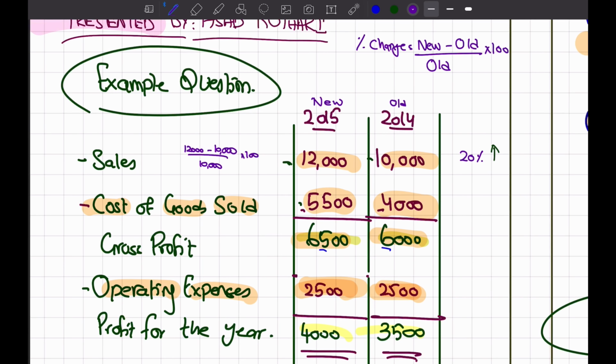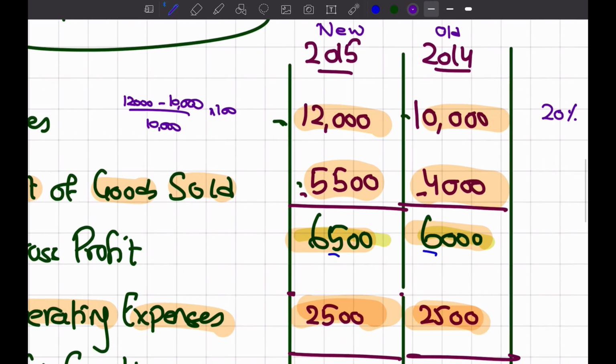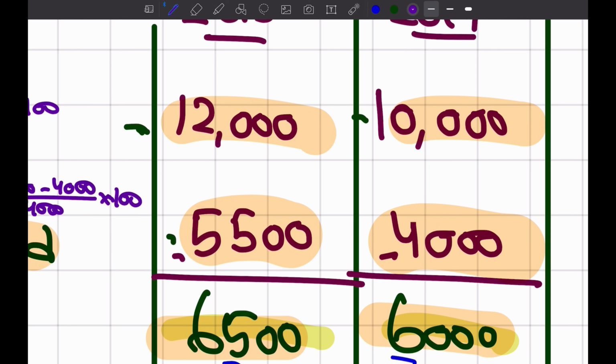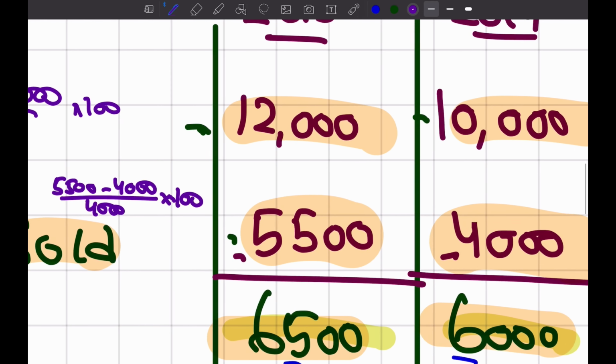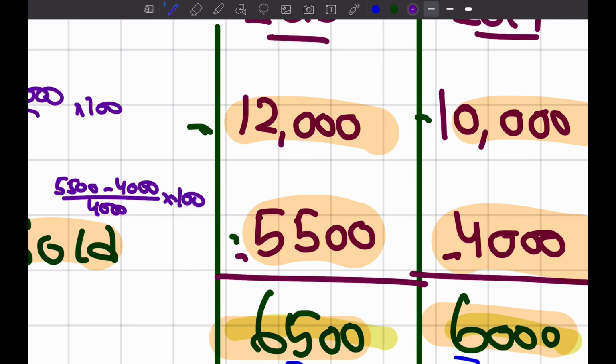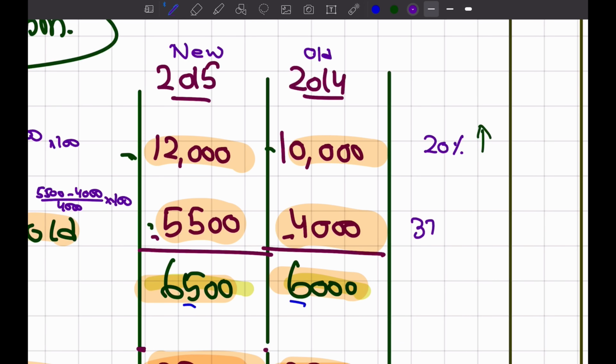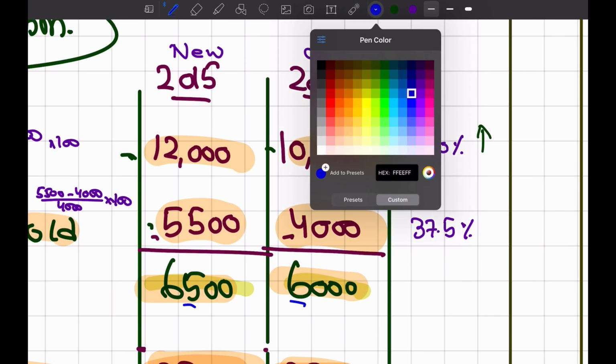Cost of goods sold चेक करें. पहले था 4,000, अब हो गया है 5,500. So what I can do is I can write new value minus old value divided by old value multiplied by 100, and that will give me approximately, that will give me how much? 1,500 divided by 4,000, that will give me 37.5%.